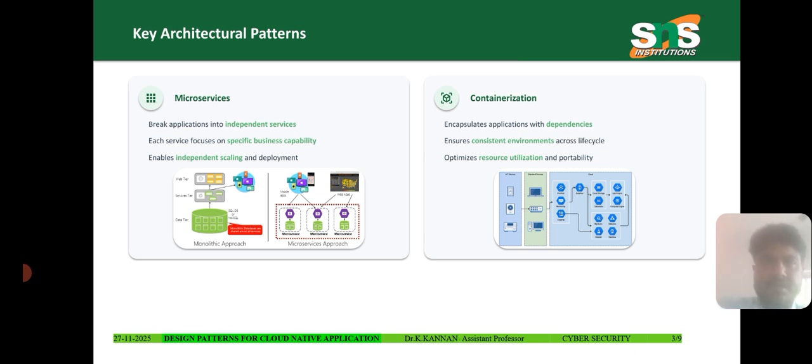Next, we discuss the key architectural patterns. There are two patterns involved in cloud native applications. First one is microservices. Next one is containerization. Microservices break the application into independent services. Each service is focused on a business capability, with independent scaling and deployment. Here is the monolithic approach and the microservice approach.